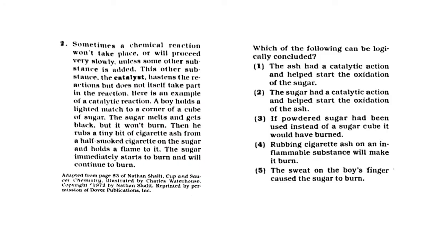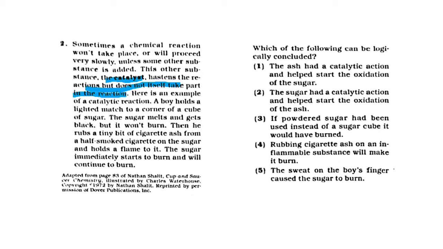Number 2. Sometimes a chemical reaction won't take place, or it will proceed very slowly, unless some other substance is added. The other substance is called a catalyst. A catalyst quickens, hastens the reaction, but does not take part in the reaction. A catalyst makes the reaction start or makes the reaction go quickly, but does not change. It does not take part in the reaction.